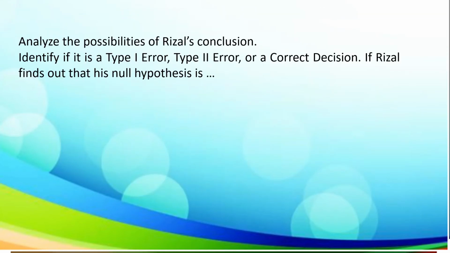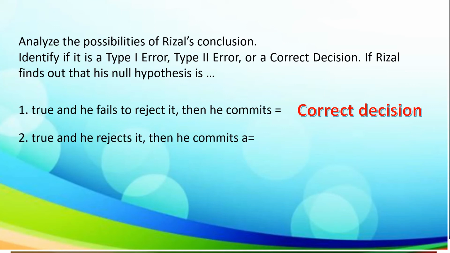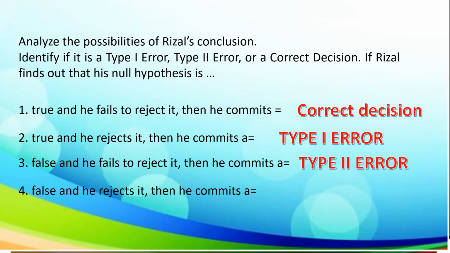Now let us analyze the possibilities of Rizal's conclusion. Let us identify if it's a type 1 error, type 2 error, or correct decision. First, if Rizal finds out that his null hypothesis is true, and he fails to reject it, that means he accepts it. True and accepted commits a correct decision. True and rejected, he commits type 1 error. Third, false, and he fails to reject it or accepted it, then he commits type 2 error. Lastly, false, and he rejects it, he commits a correct decision.